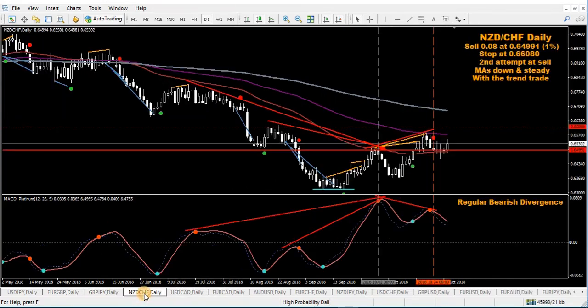New Zealand Swiss franc in a sell back here from last week, and it's sort of popped up a little bit, but it's not really going that well. You can see the bearish divergence, you can see the red trend lines there. Price is going up, MACD is going down, regular bearish divergence. MACD is still a long way above the zero level.